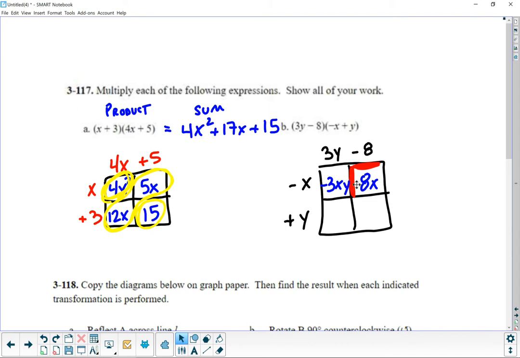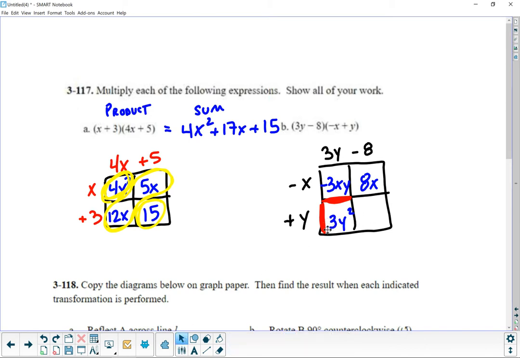This square down here, bottom left, we need the y and we need this length. And this right here is going to be the same length as that, which is 3y. So it's 3y times y makes 3y squared.